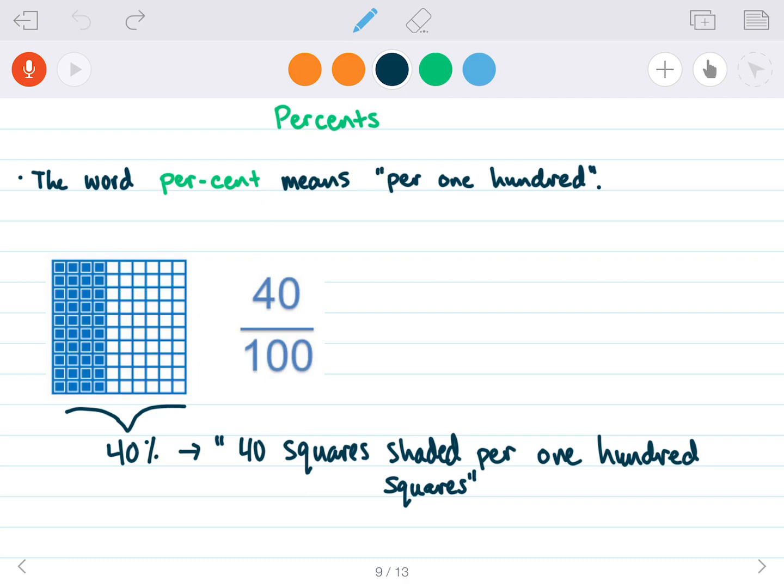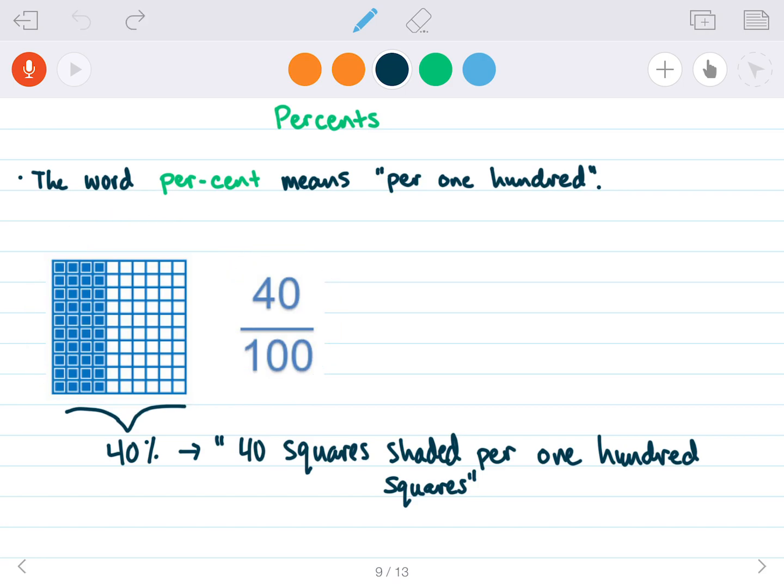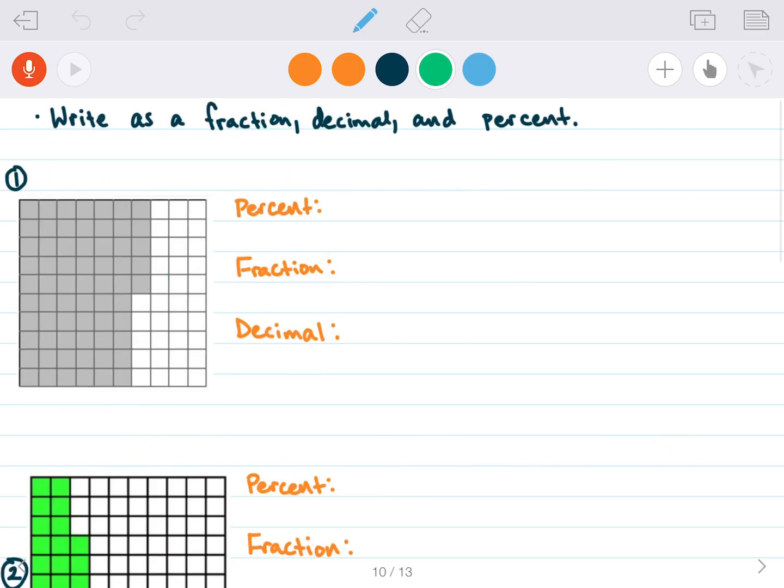So when we say 40%, we mean given 100 squares, 40 of them are shaded. That's what that means. 40% means 40 squares shaded per 100 squares. And the way that we can write it is 40 with the percent sign after it, or as a fraction we can say 40 divided by 100, 40 out of 100. So that is what percent means, per 100. So let's practice writing these numbers as percents, fractions, and decimals.